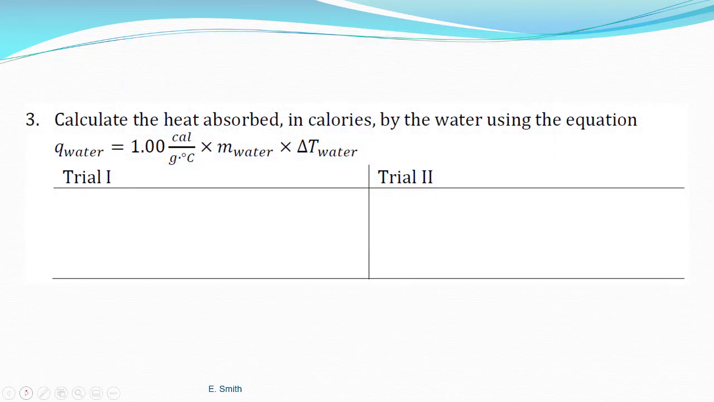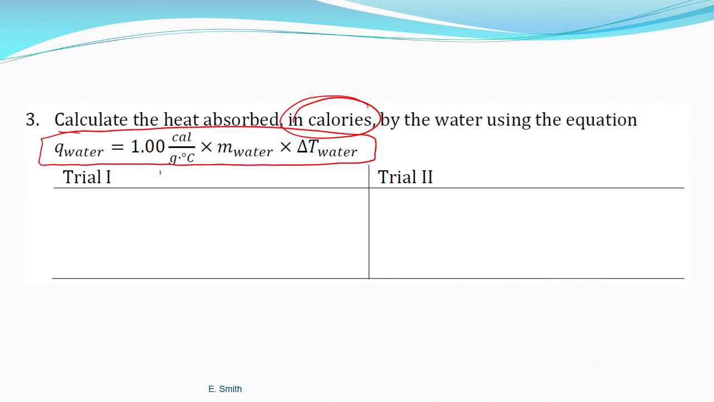So this is where it gets fun. This is when we're looking at how to calculate the heat absorbed in calories by the water using the equation given below. Our goal is to figure out how many calories of energy the water absorbed. We're going to use this equation right here, where Q of the water is equal to this value here, which is called the specific heat.